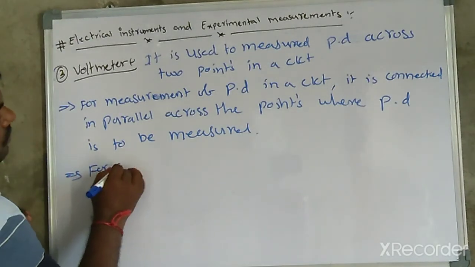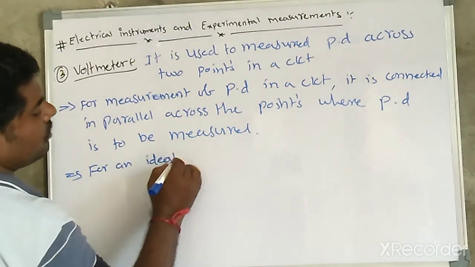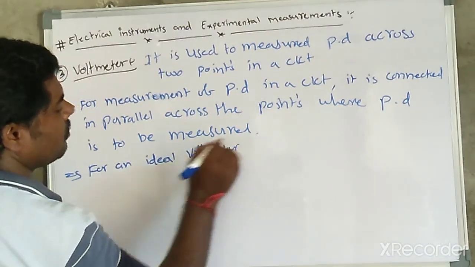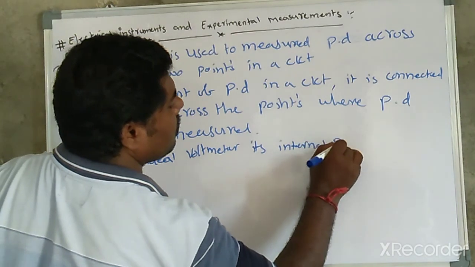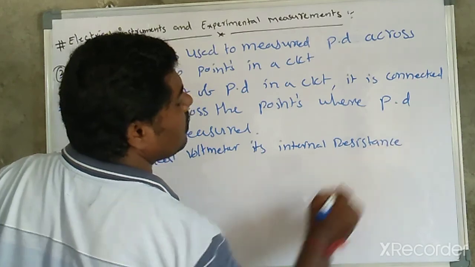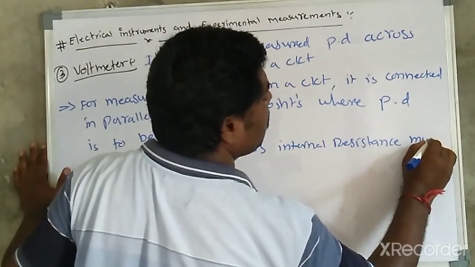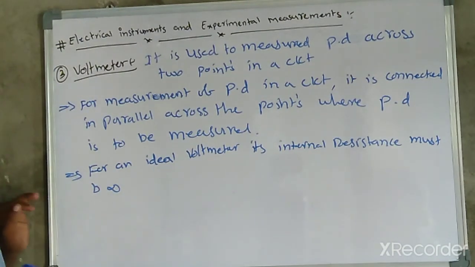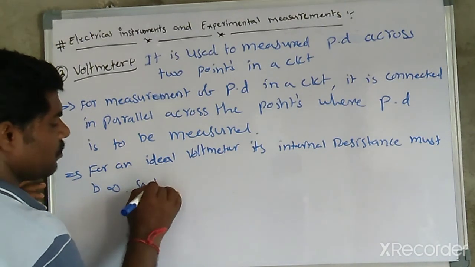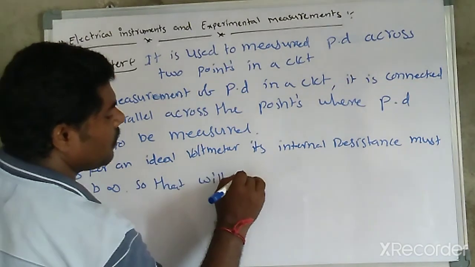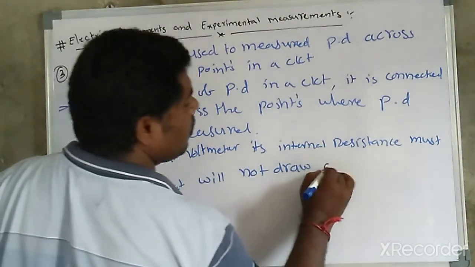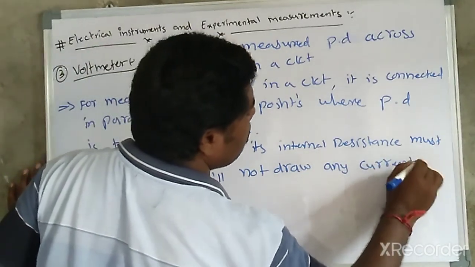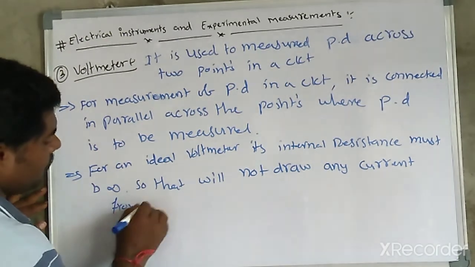For an ideal voltmeter, its internal resistance must be infinity, so that it will not draw any current from the circuit.